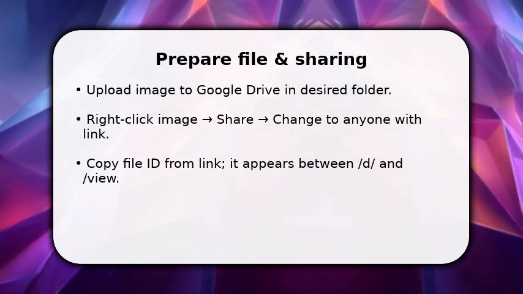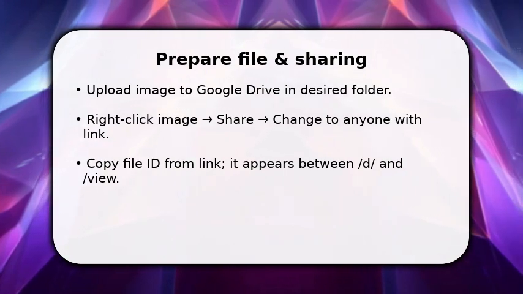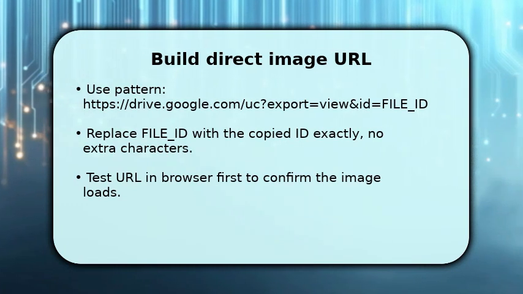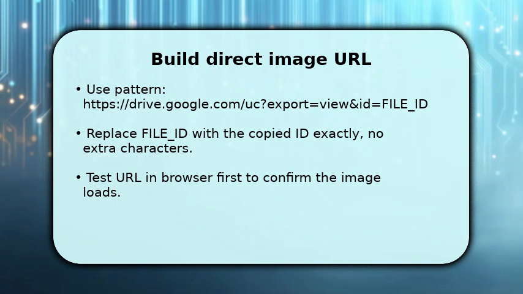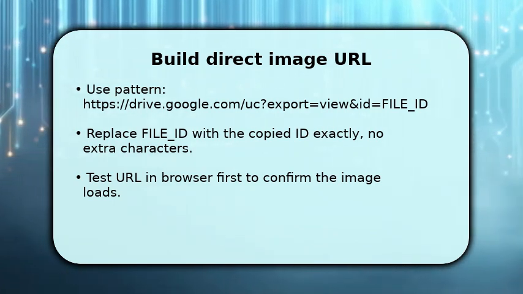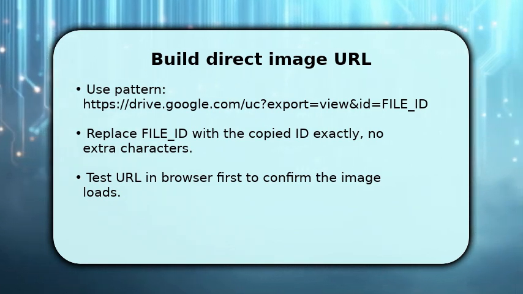Next, you construct a direct link that browsers accept. Use the pattern https://drive.google.com/uc?export=view&id=FILE_ID, and precisely paste the file ID you copied earlier. You do this because Drive's default share link doesn't work as an img src. The uc?export=view endpoint forces content delivery.